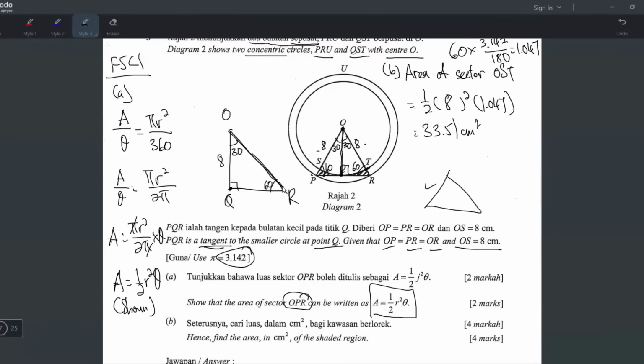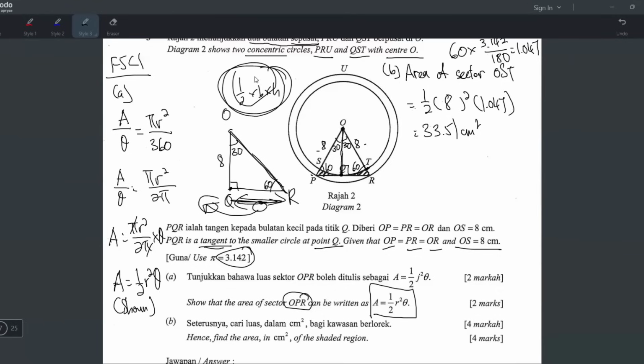Another way to do it is you do 1 over 2 times base times height. But if you want to do like that, then you have to find the panjang QR. After find the panjang QR times 2, and then after times 2 you get the base, and then times with height, which is 8, and then times with 1 over 2. Okay, all right, so tell me which formula you want to use.